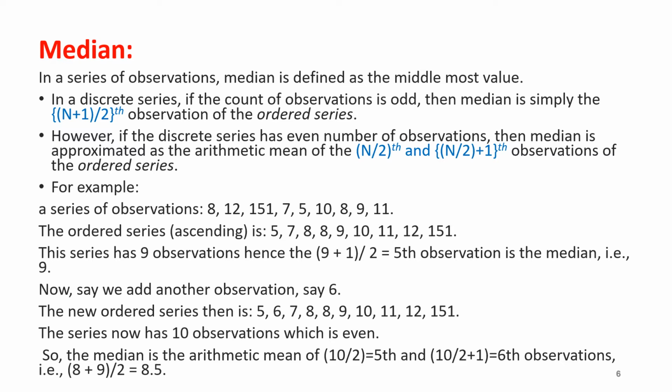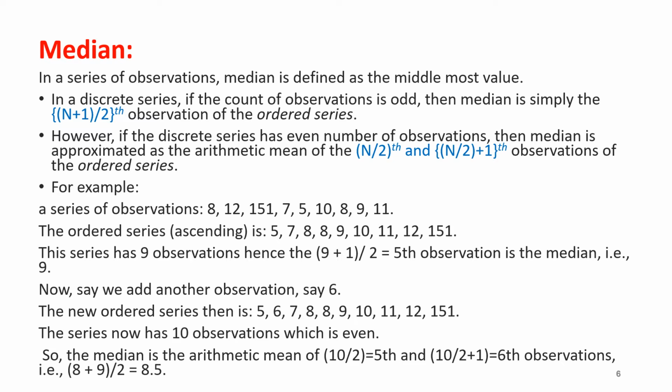Medians. In a series of observations, the median is defined as the middlemost value. When it's a discrete series, if the count of the observation is odd, the median is simply the (n plus 1) by 2th value, that is, that observation in the ordered series. However, if the discrete series has an even number of observations, then the median is approximated as the arithmetic mean of the n by 2th and the (n by 2 plus 1)th observation of the ordered series.